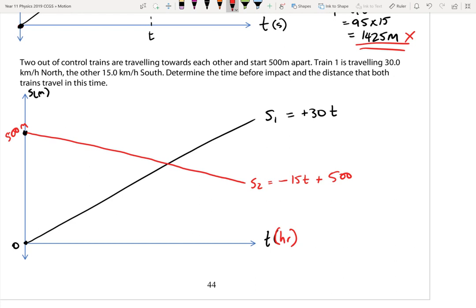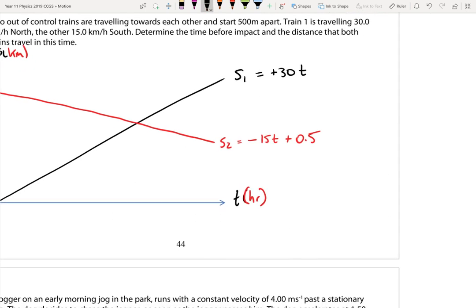So, no, you're right. My bad. We'll also need to change this into hours. Sorry, I've made this a really tricky question. Kilometers. The other one's 0.5. Thank you. All right, so we equate. Hopefully we've got some room in the bottom here. S1 will equal S2.